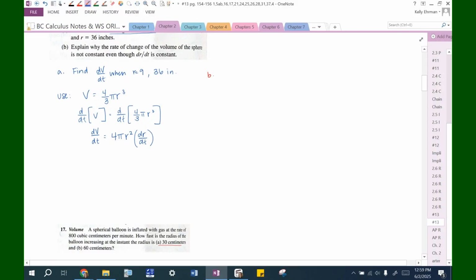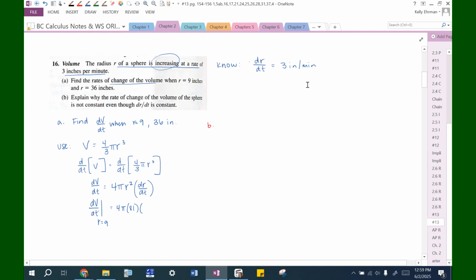And then we want to sub in what we know. We're trying to find dV/dt when r equals, let's start with r equals 9. So that's going to equal 4 times pi times 9 squared times dr/dt, and that was given to us as 3. Again, you don't really have to simplify this. You can just leave it like that, and I'm going to say it's volume, so I'm going to say cubic inches per minute. I might have simplified it on my answer key, but it's not required.